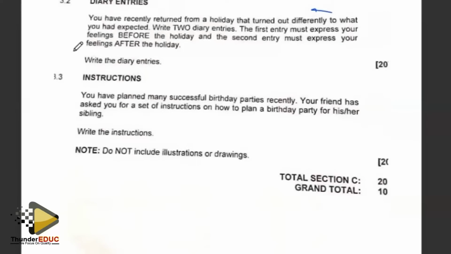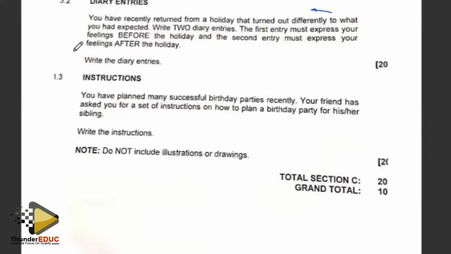With our instructions, it says you have planned many successful birthday parties recently. Your friend has asked you for a set of instructions on how to plan a birthday party for his or her party. Write the instructions. Remember, this is, my boys and girls, by far the best kind of topic you can get, which is instructions, all right?